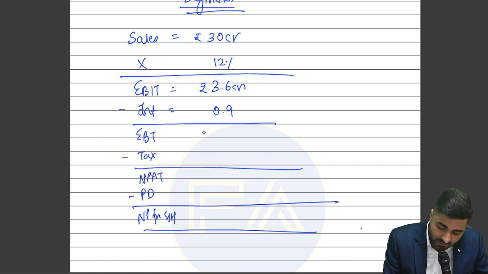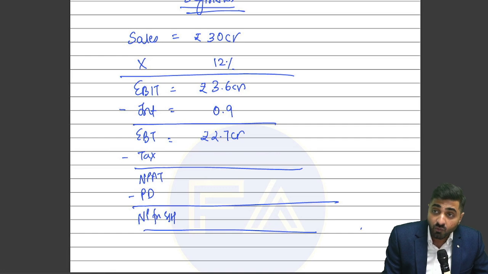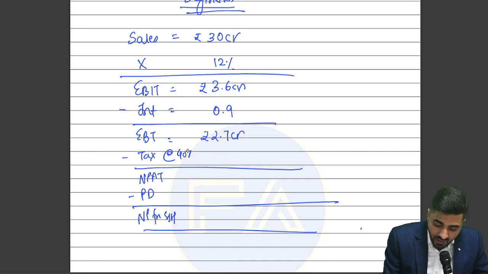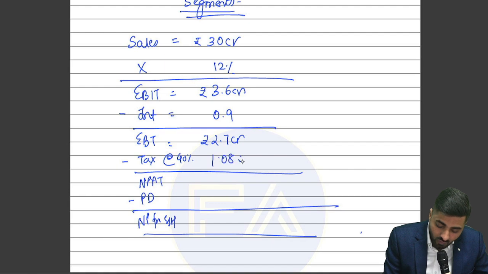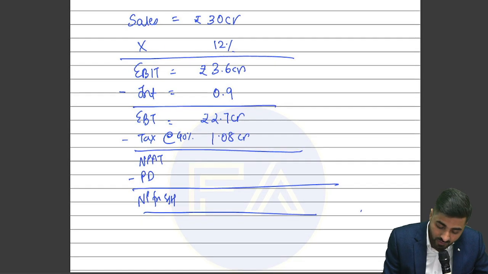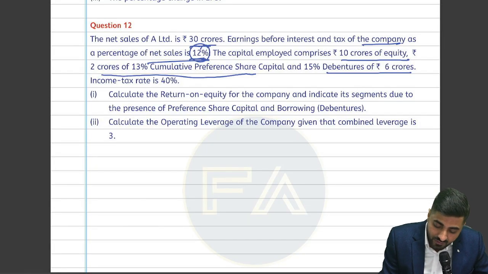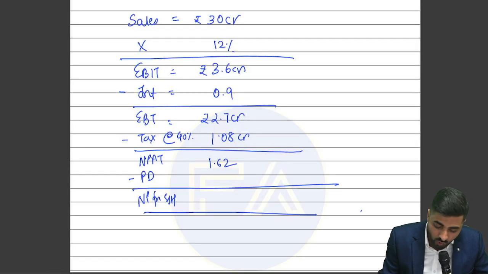What do I get, beta? 2.7 crores. What's the tax rate, guys? 40%. Then NPAT is going to be 1.6. Can you give me the amount of preference dividend? What is the amount of preference dividend? 13% of 2 crores. 26 lakhs. This is going to be 0.26.